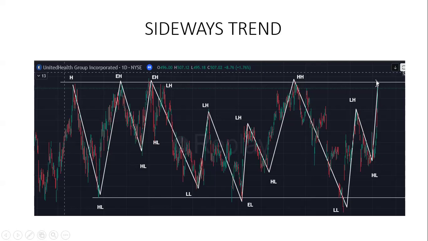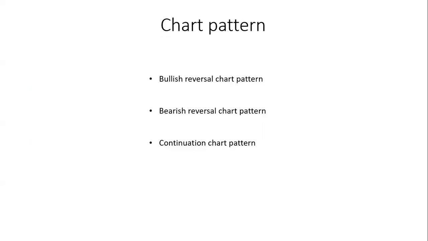So generally in a sideways trend, it does not follow either an uptrend or a downtrend. It generally toggles within the range, and keeps on toggling between higher high and higher low, and neither makes a new high nor a new low. Great. So now let's look at the different kinds of chart patterns which we are going to use as a part of technical analysis.